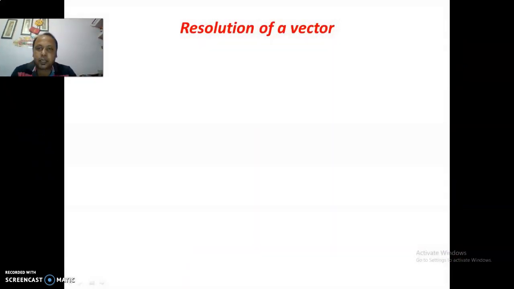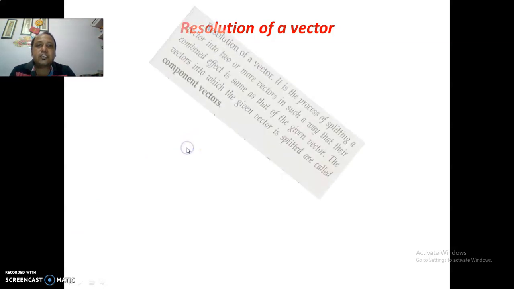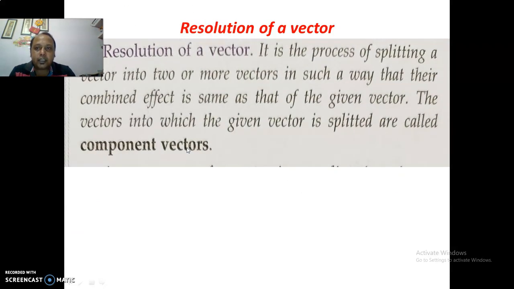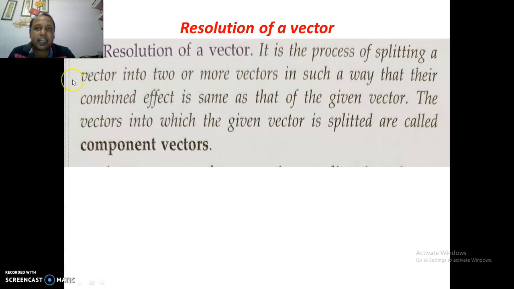Now, we are going to discuss here the resolution of a vector. We all know what a vector is. A vector represents a physical quantity. It is represented by an arrow. The length of the arrow represents the magnitude of that physical quantity, and the arrowhead represents the direction of that vector physical quantity. Now we are going to resolve a vector.